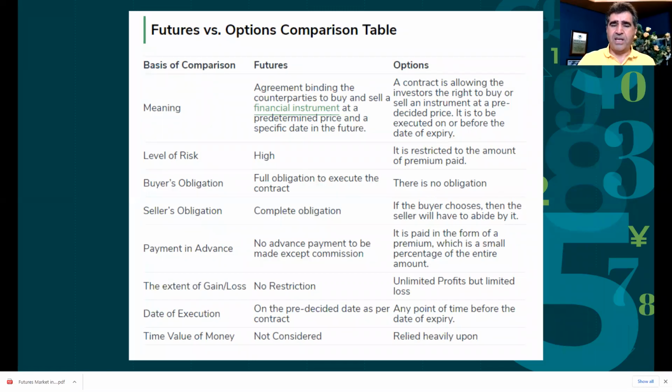The seller's obligation is, again, the complete obligation. It's a delivery. They have to do it. But as far as the options, it could be exercised if the buyer wants to, or sometimes they don't want to exercise. But still, the seller has that obligation to deliver if it has to be. With the futures, there's no question. Both sides have to honor.